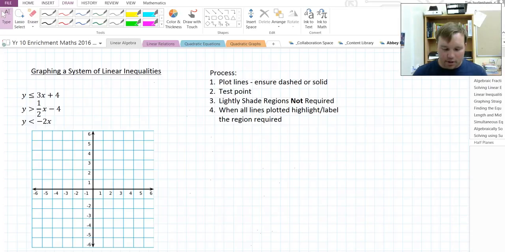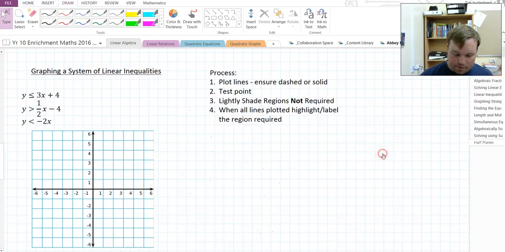Hello Year 10s. Today we're going to look at graphing systems of linear inequalities. That means when you have more than one linear inequality, how do you represent them on one Cartesian plane, and how do you end up with what's called a feasible region, or a region of possible solutions that satisfies many different conditions for x and y.